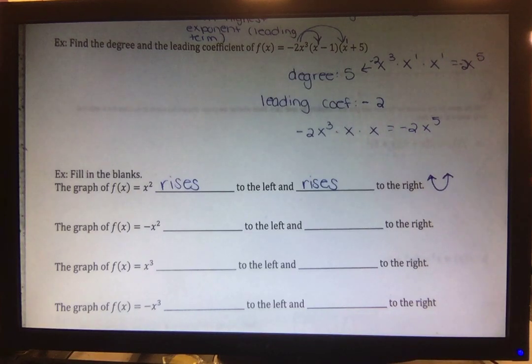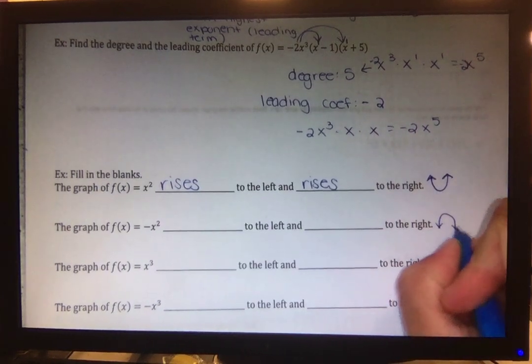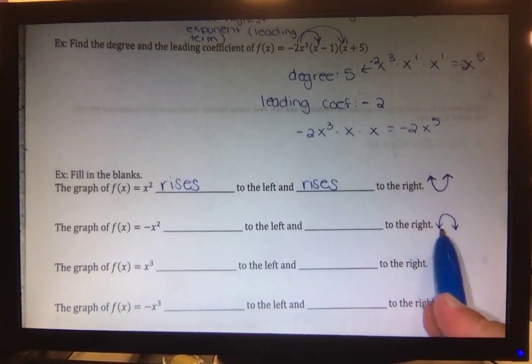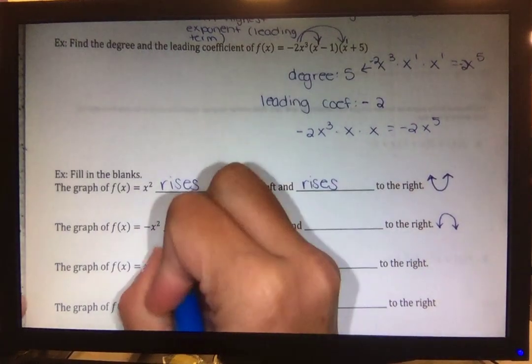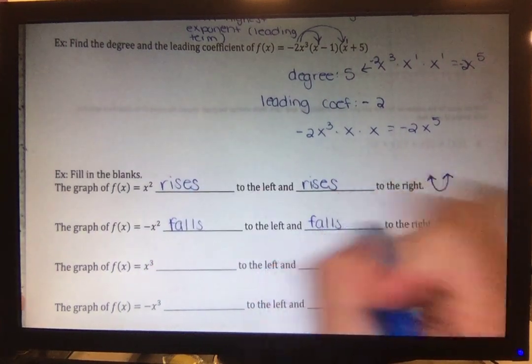What is negative x squared doing? Going down. Well, it's a parabola going downward. So what is this left arrow doing? Falls, good. So it falls and falls. Falls to the left, falls to the right.